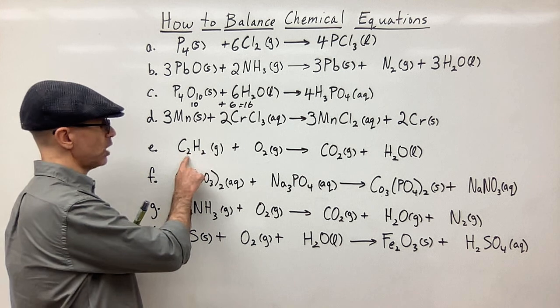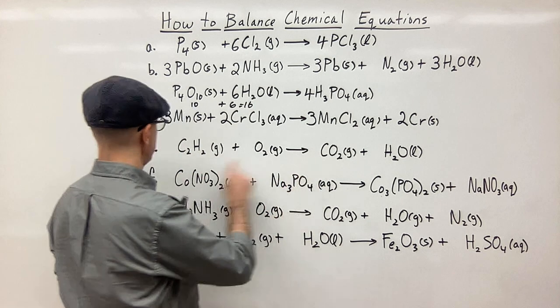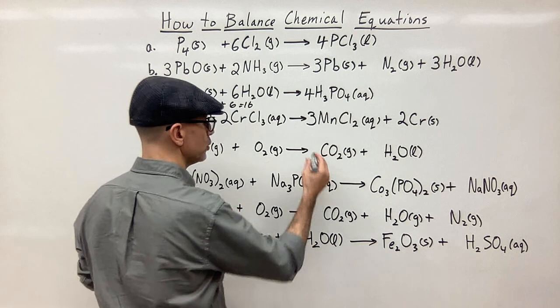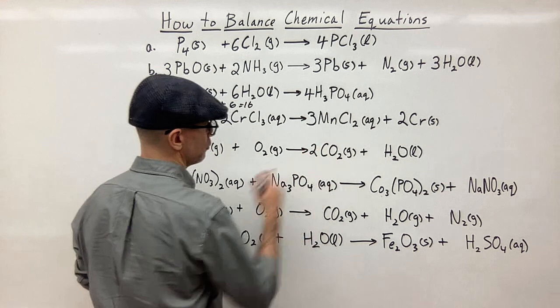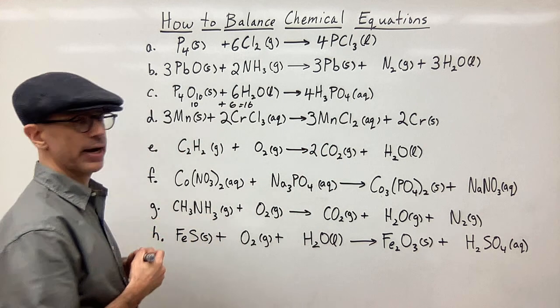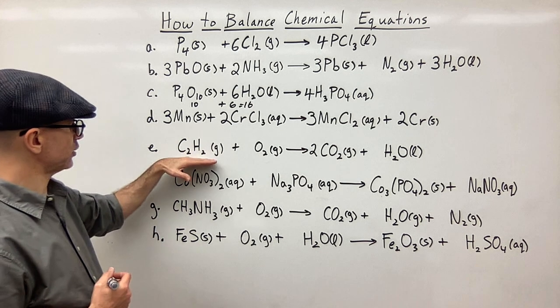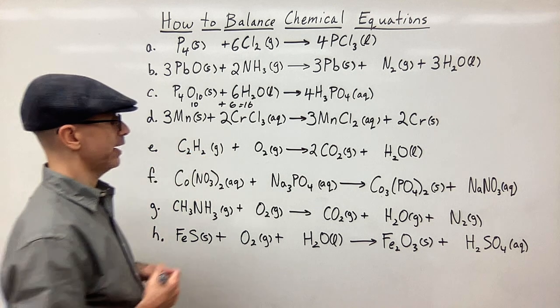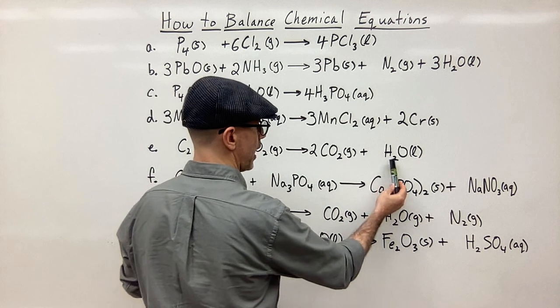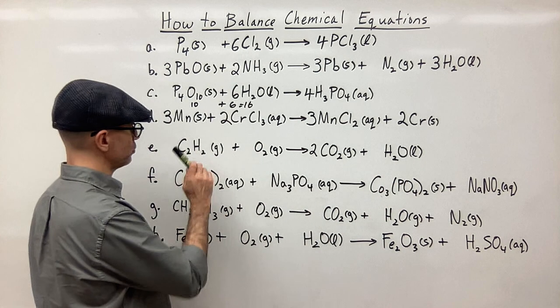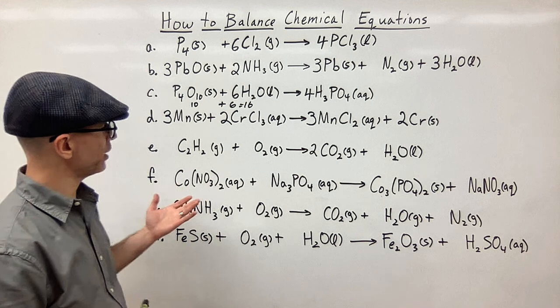So I have 2 carbons here. I only have 1 here. So 1 times 2 is 2. What times 1 gives me 2? 2. So 2 times 1 gives me 2. So now my carbons are balanced. Next for the hydrogen, I have 2 hydrogens here, and I have 2 hydrogens here. So 1 times 2 is 2. 1 times 2 is 2. So my hydrogens are already balanced.